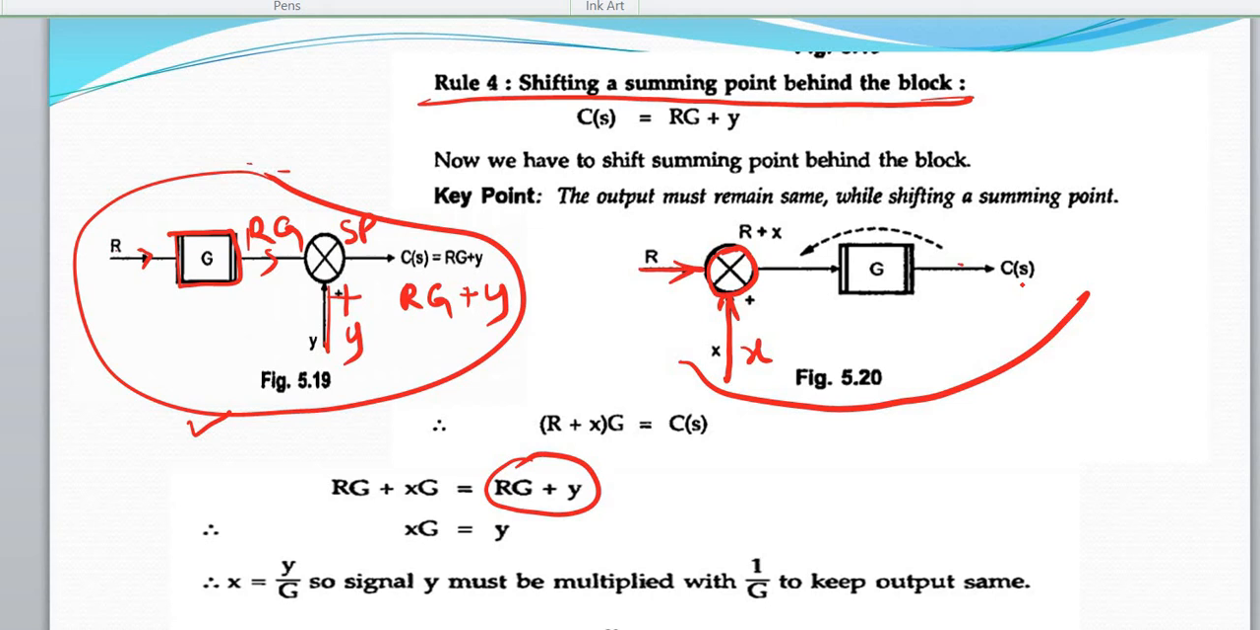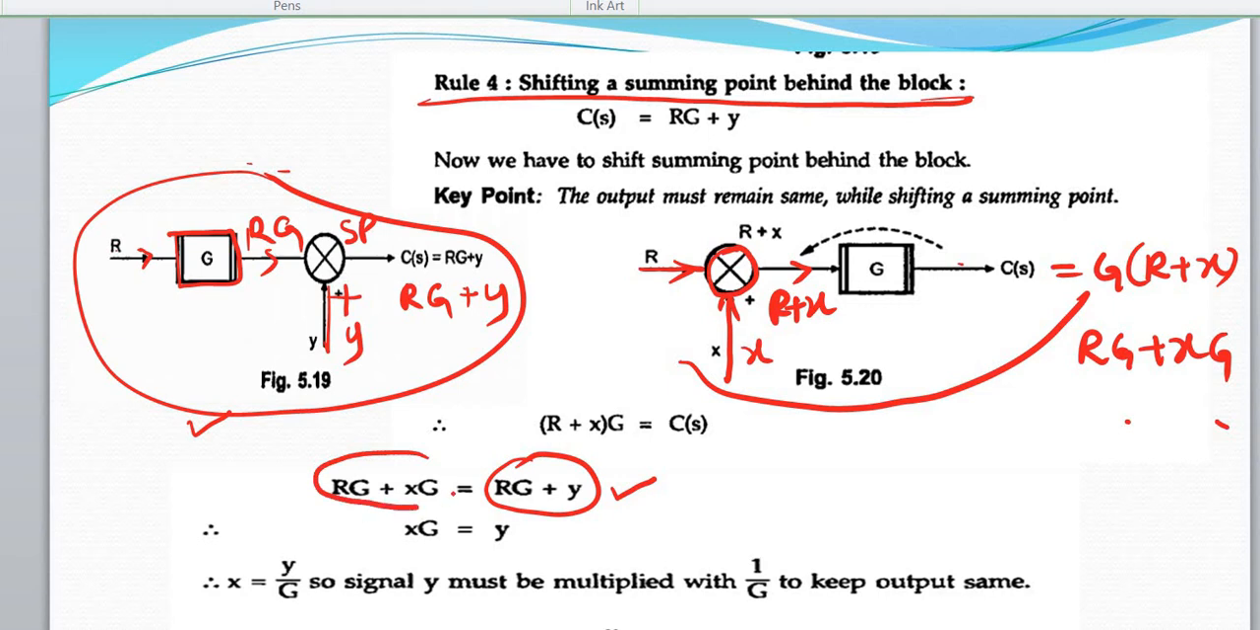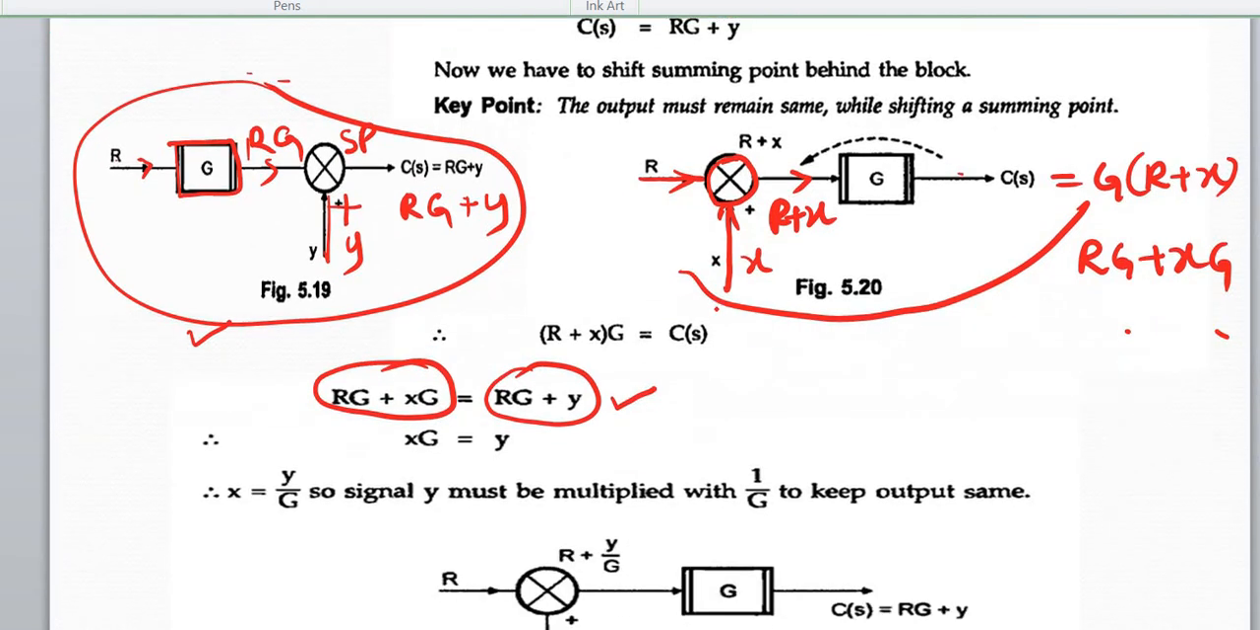But what is the output here, in figure 5.20? See here, it is R plus X, into G. So G into R plus X, or RG plus XG. From the first figure it is RG plus Y and from the second figure it is RG plus XG. But for us both have to be the same.